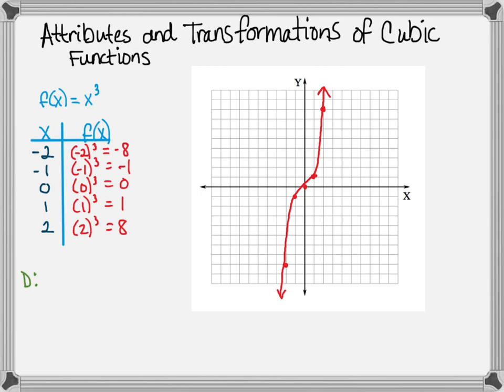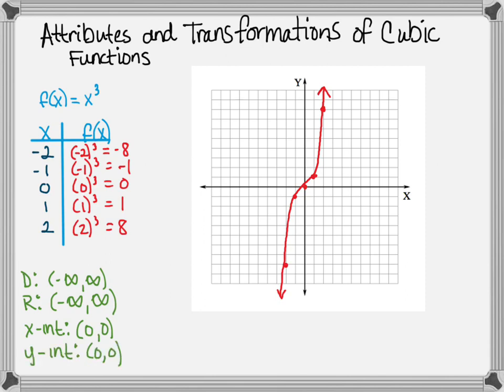We can see that the domain is all real numbers. It goes from -infinity to +infinity. The range is also all real numbers, going from -infinity to +infinity. The x-intercept is 0, 0, the origin, as well as the y-intercept is also 0, 0.